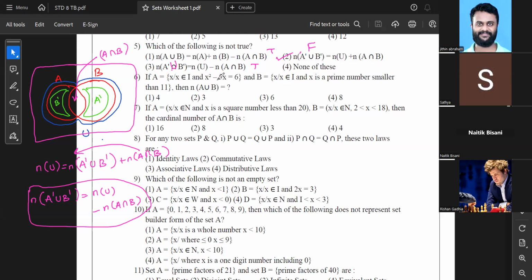Basically, we can see the intersection is this one, right? The one that is in between the two circles, that is the intersection. If we remove that and consider, then everything else is B dash and A dash, correct? So basically, A dash intersection B dash will be equal to universal minus that intersection point.